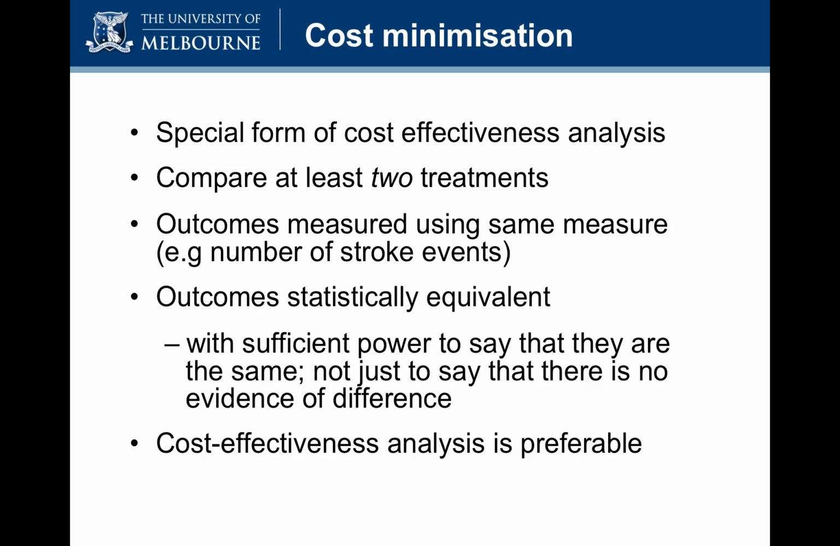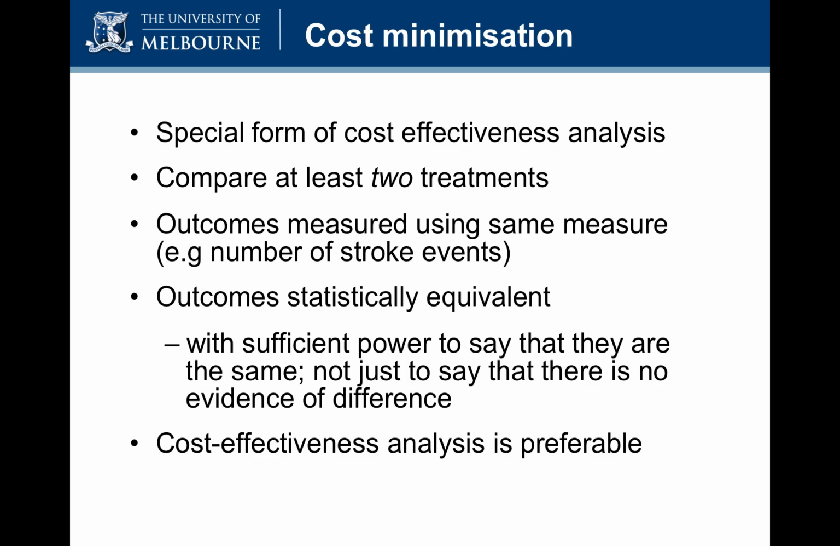So cost minimisation analysis should only occur if we know the two interventions are equal. And I think what's very important here is what we shouldn't be applying cost minimisation to is when we don't have the statistical power to detect a difference. So it's always a fallacy to say, if you can't detect a difference between two outcomes, to assume that they are equal.